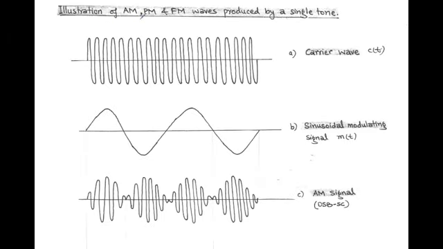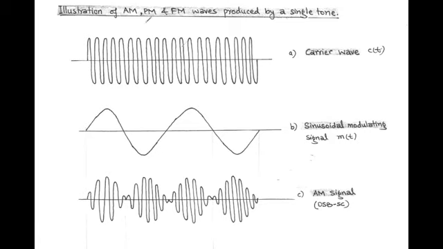Next, we see the comparison between amplitude modulation, phase modulation and frequency modulation waveforms that are produced by a single tone. As we know, for a modulation process we require a carrier signal and a message signal. The carrier wave is a high frequency sinusoidal signal that is shown in figure A. And for our convenience, we take a sinusoidal message signal of very low frequency as compared to the carrier signal, shown in figure B.